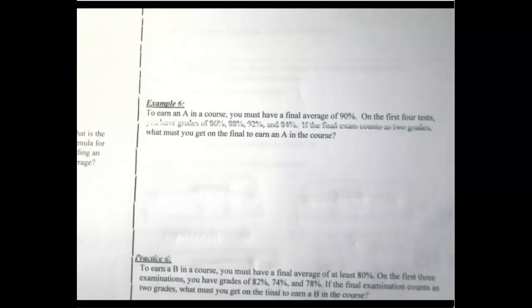So this next one is really about finding an average, but I'm missing one of the values. They tell me what you want the average to be, and then I'm missing one of the values that I need to average all my values out.